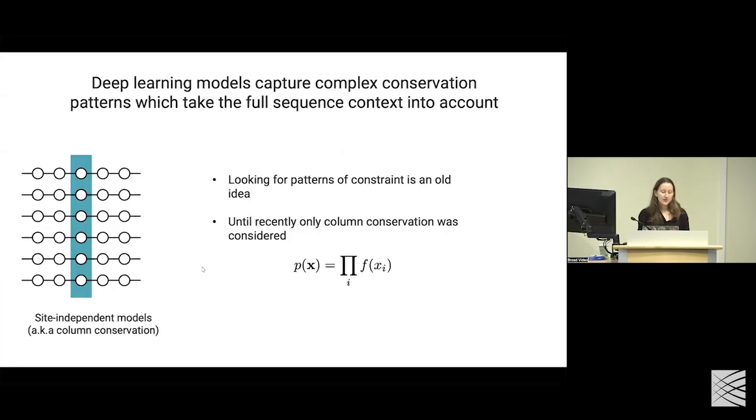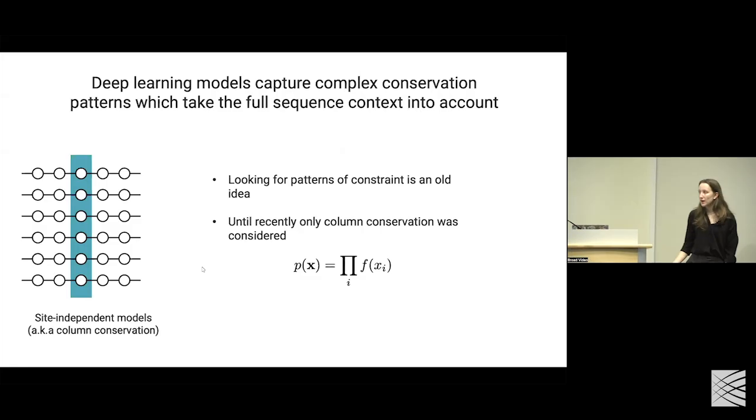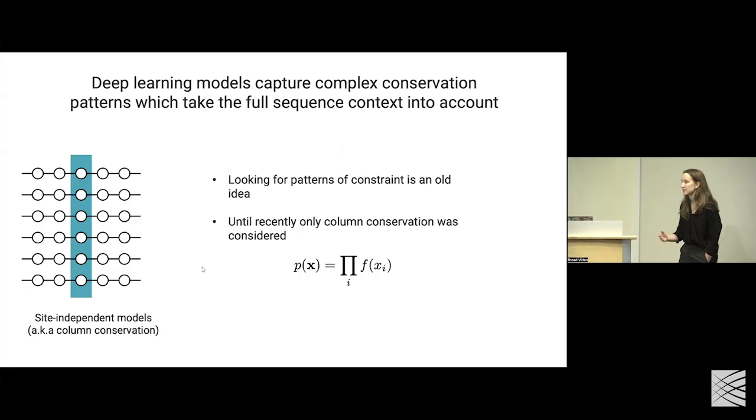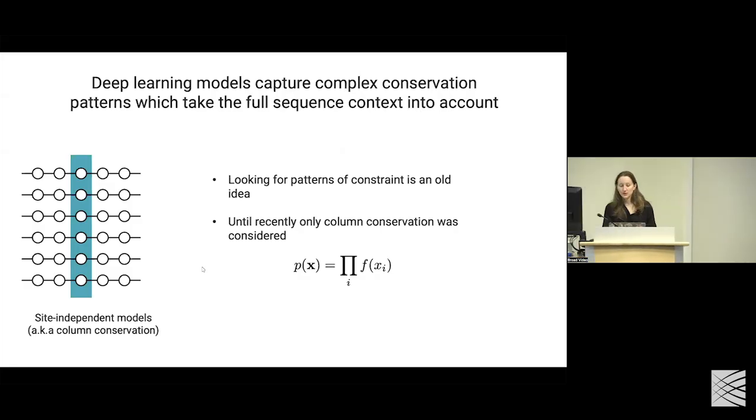Okay, so to go into this a little bit more, deep learning models capture complex conservation patterns, which take the full sequence context into account. Looking for patterns in sequence constraint is a relatively old idea. Until recently, only column conservation was considered. In this model, you take all your sequences, line them up, and ask which one happened the most often, which one didn't. That's a very simple idea. If only biology was that simple.